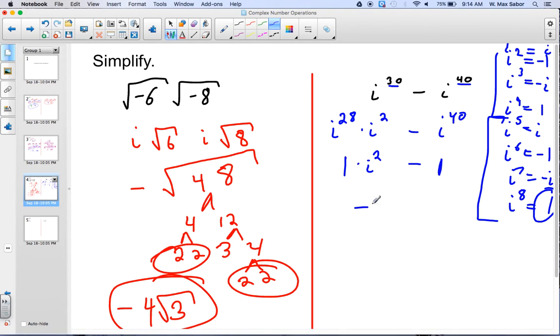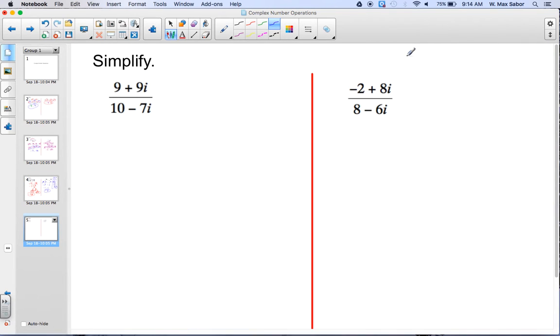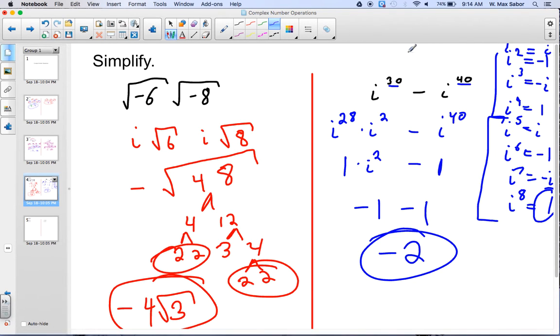So this becomes negative 1 minus 1, negative 2. So whenever you get something really large like this, look for the biggest multiple of 4 that you can, and then use that to your advantage.